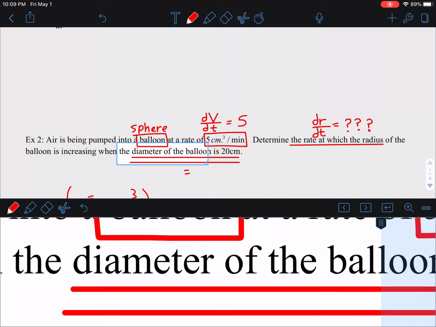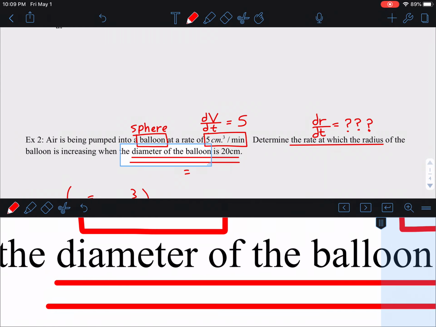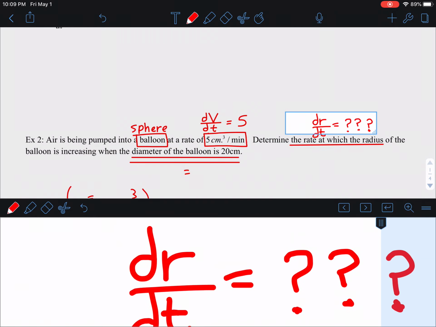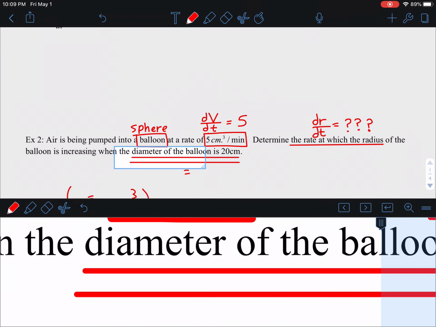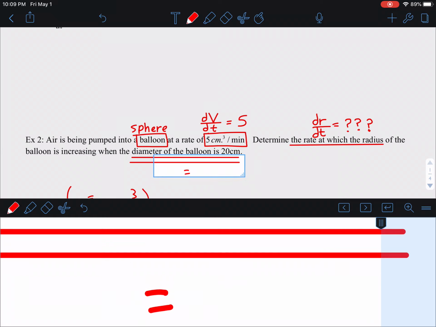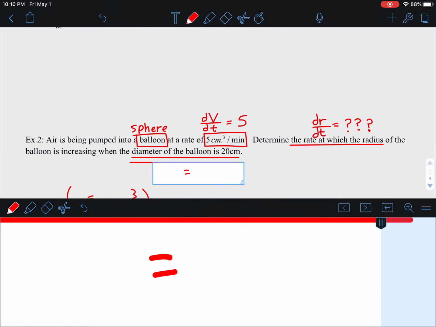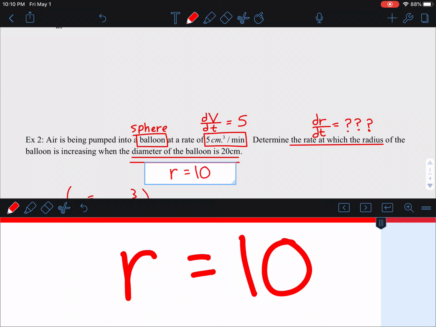So, diameter of the balloon is 20 centimeters. Now, this is actually a little bit tricky, right? Because ultimately, my goal is to relate the radius and the volume. So, diameter here is actually not necessary. This is not like what we did in the last section with differentials. This is a totally different topic, okay? So, I'm going to convert this into an R value of 10.